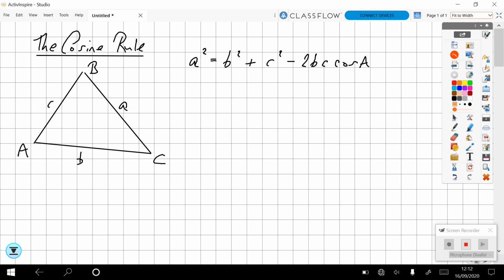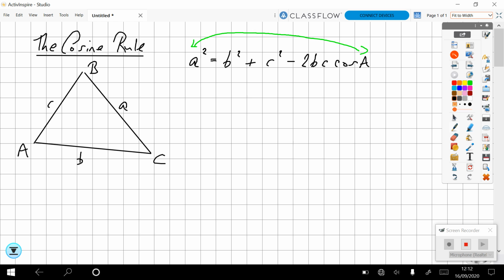People struggle to memorize this, but it's actually not too bad. Notice that whichever letter you have on the front as a side, something squared, a squared in this case, that corresponding angle appears on the end. So I could have written b squared equals a squared plus c squared minus 2ac cos b. I could have a b on both ends, or I could have a c on both ends. There are three arrangements.